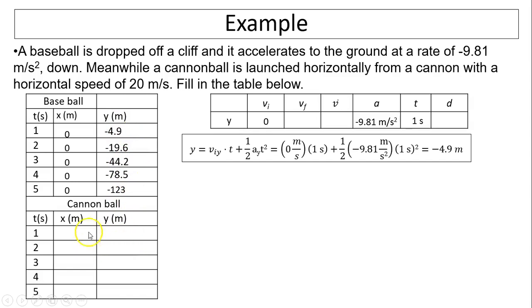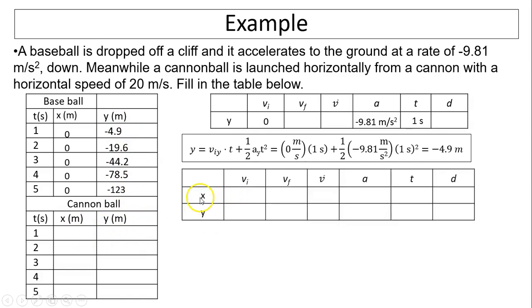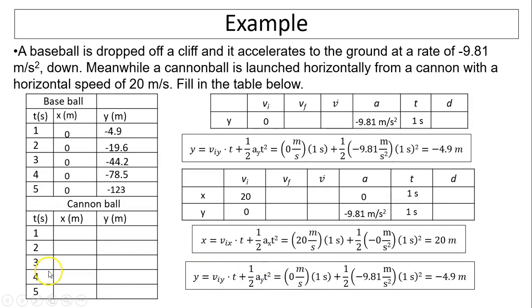Displacement is downward. For the cannonball, you'll have both horizontal and vertical directions. So you make a chart with 2 dimensions. You fill in what you know. Horizontally launched at 20 meters per second. Horizontal acceleration is 0. Let's calculate t equals 1 second. So x equals this. A equals 0, so x equals 20 meters. For t equals 2 seconds, you simply plug in time equals 2. Similarly for Y, this is for 1 second. For 2 seconds, you put in time equals 2, 3, 4, and 5. So this is what you get for X and for Y.